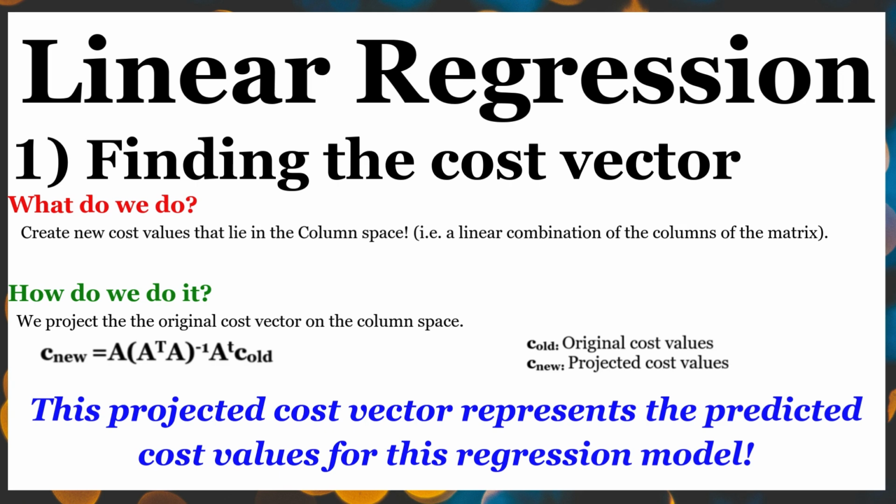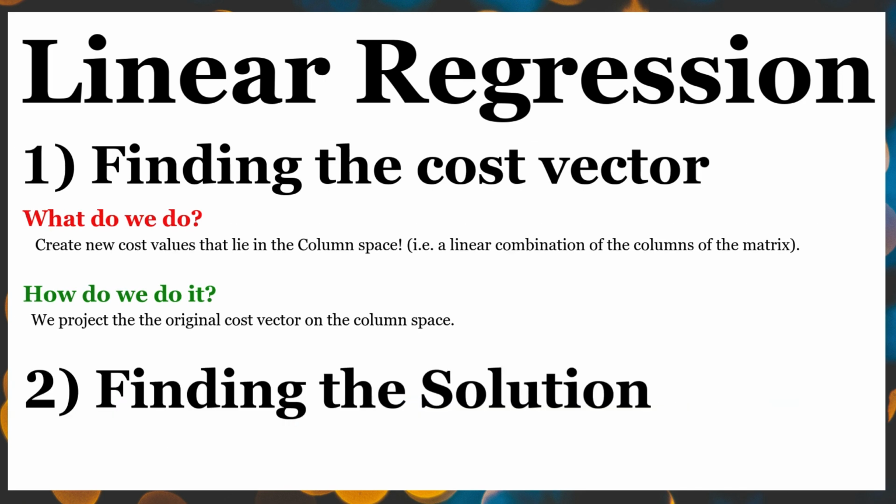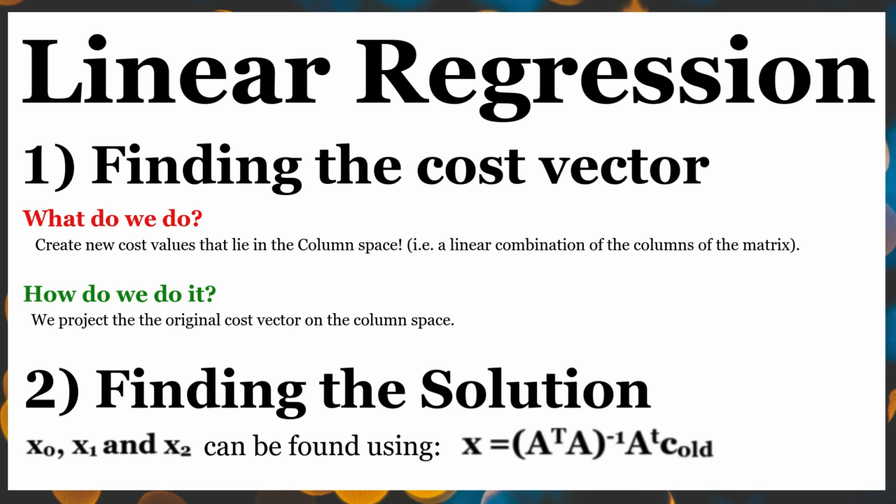Okay, so this takes us to the second unknown, which is the solution to the matrix, that is finding the values of the constant and the coefficients, which are x0, x1, and x2. This can be done using the equation x is equal to (A transpose A) the whole inverse times A transpose times the old cost vector. This equation too has been derived in parts 4 and 5 of the series. So now that we have x equal to x0, x1 and x2, we have found these three values we needed. We have our new cost vector also.